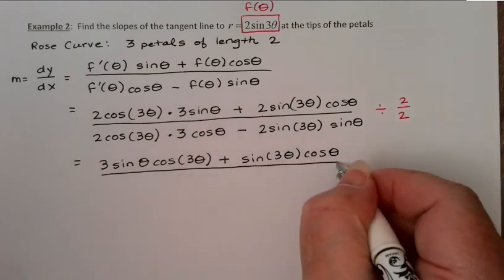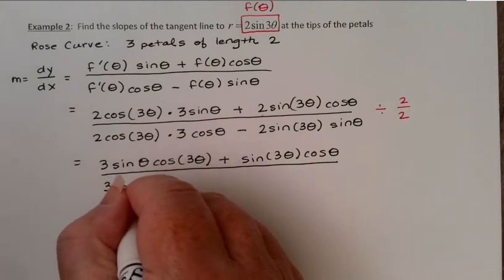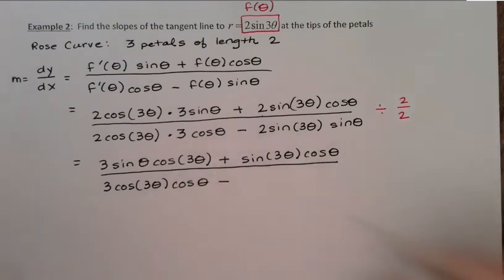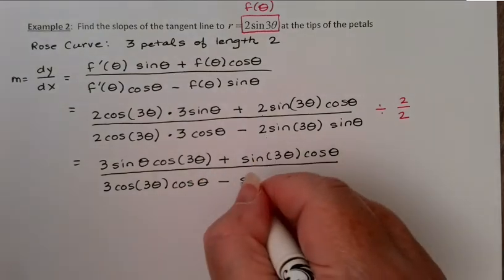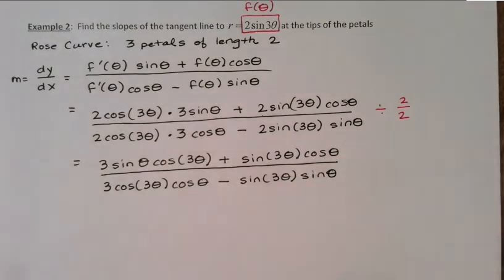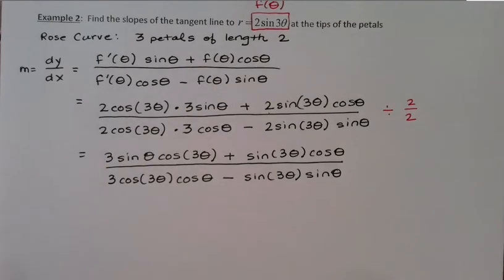On the bottom, divide out the 2, 3 cos 3 theta cos theta minus, divide out the 2, sine 3 theta sine theta. All right, I don't think any trig identities are going to save me very well there. So I think I'm going to leave it like that. I'm ready to plug in the thetas. But this time I wasn't given the theta. Wasn't quite that convenient. So I need to figure out the theta values at the tips of the petals.